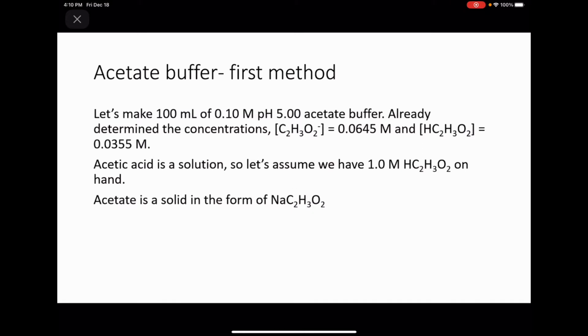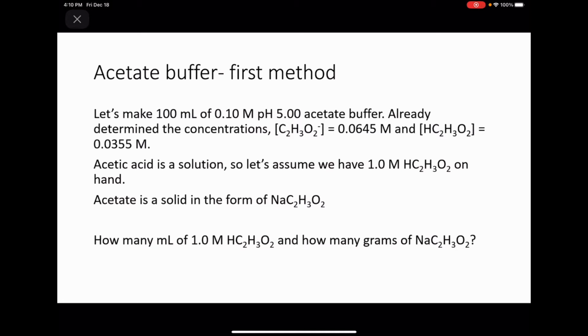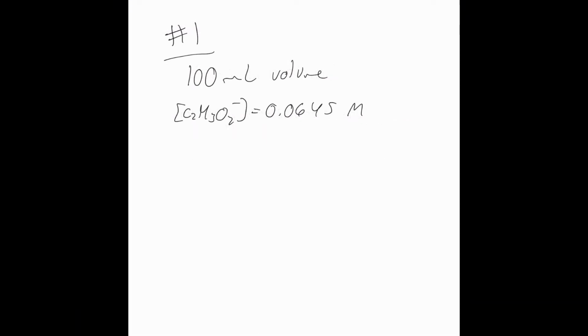Acetate is typically a solid. In this case, we're going to use a solid in the form of sodium acetate, so it's part of a salt. So what we're going to do is figure out how many milliliters of 1 molar acetic acid and how many grams of sodium acetate we need to make this buffer of those concentrations. Here, we're basically just making a solution of 0.0645 molar acetate and 0.0355 molar acetic acid.